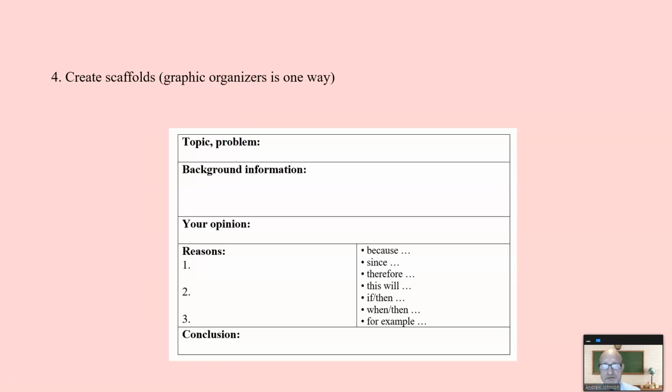In good teaching, you create scaffolds. And graphic organizers are one way to do this. This is an example of a scaffold. And a scaffold is a temporary structure. And as you learn to write opinions, the structure, the scaffold, is taken away. This is an example of something you might do. Topic or problem, background information, things you know, your opinion, and reasons, 1, 2, 3. And here are some supporting transition words and then a conclusion of some sort. Very formulaic at first, but that is taken away.